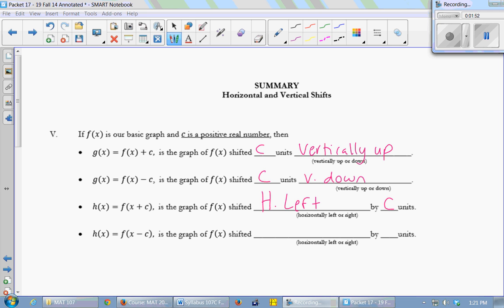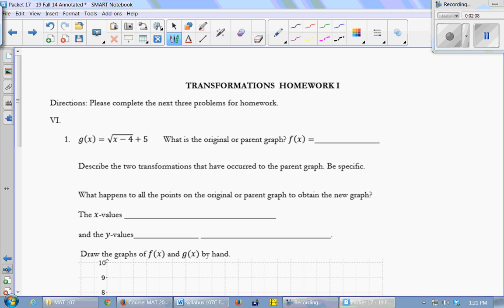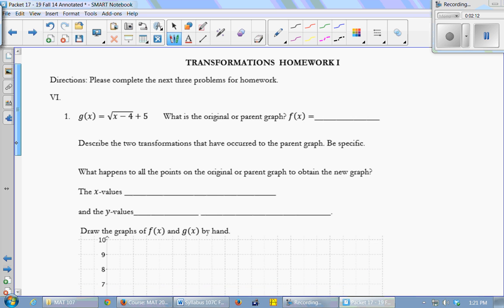What if we have f of x minus c? It goes right. Yep, horizontally right by c units. Okay. So these are our conclusions from day one. And then if I wanted to apply them in this one problem, I'll do it with you, and then I'll let you jump back in where you were.